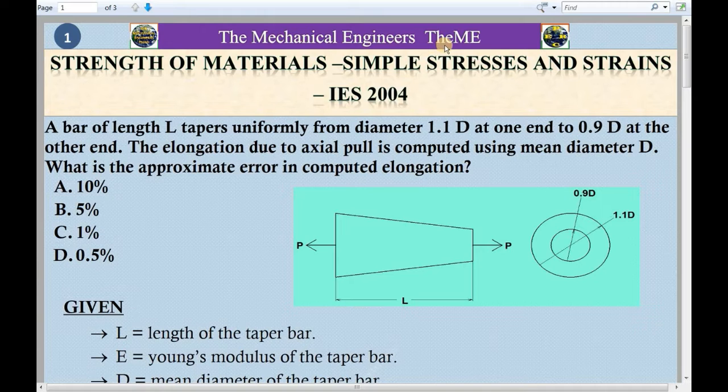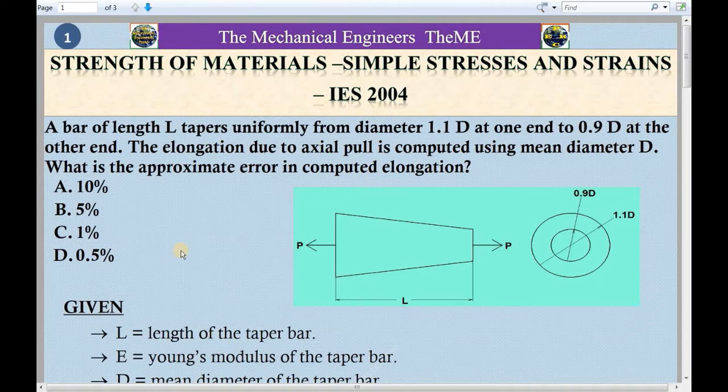So let's begin. First, I will read the question. A bar of length L tapers uniformly from diameter 1.1 d at one end to 0.9 d at the other end. The elongation due to axial pull is computed using mean diameter d. What is the approximate error in computed elongation? A 10%, B 5%, C 1%, D 0.5%.